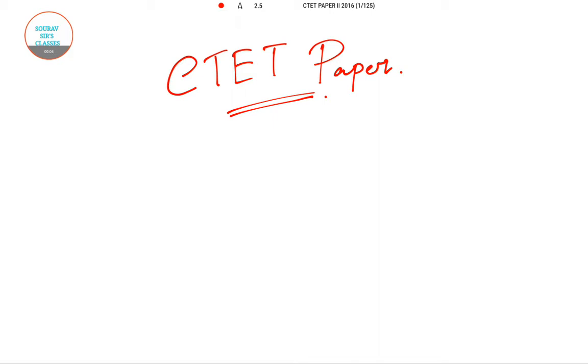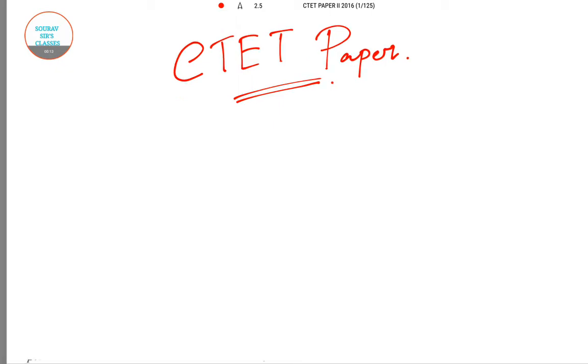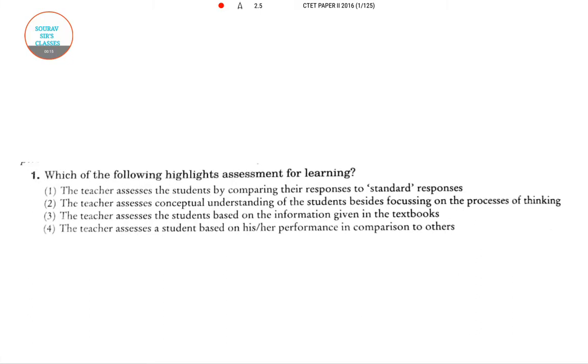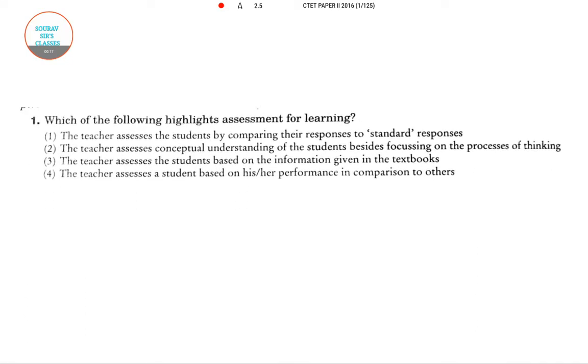Today we are solving the CTET paper and we are given a number of questions, and we have to solve them. So now let's start. This is our first question: which of the following highlights the assessment for learning? Here some options are given and we have to find out which of the following highlights the assessment for learning.